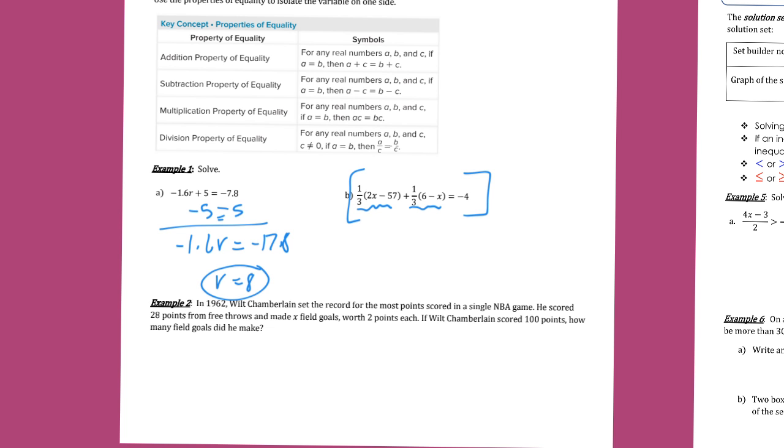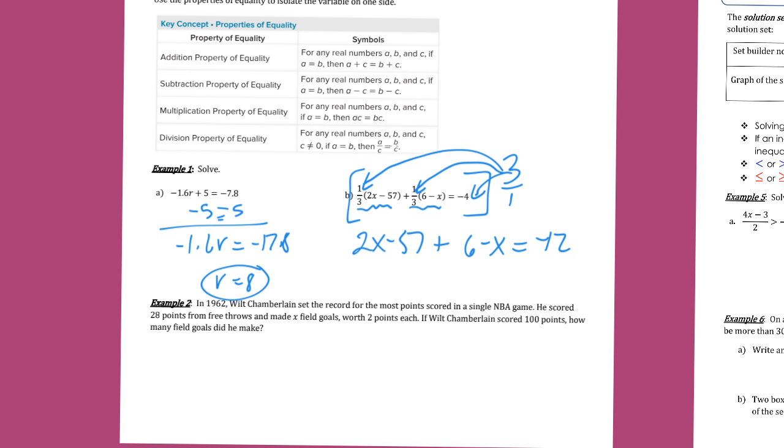In my opinion, if you're multiplying all the terms by 3, I would pick the leading value up front as well as this number right here. Every term or group has to be multiplied by 3. So 1/3 times 3 is 1, and then you get 2x minus 57, plus 1 times that, which is just 6 minus x, and that equals negative 12.